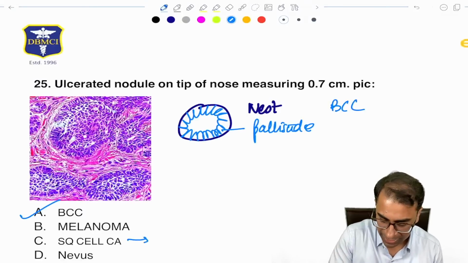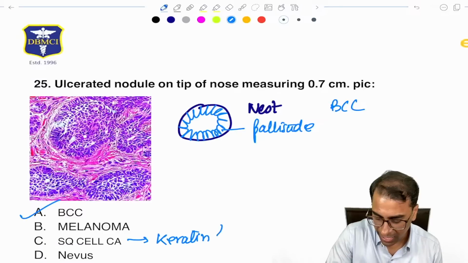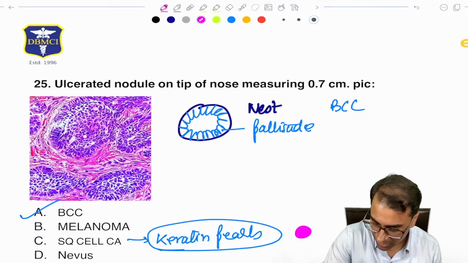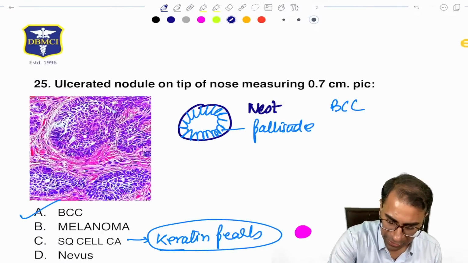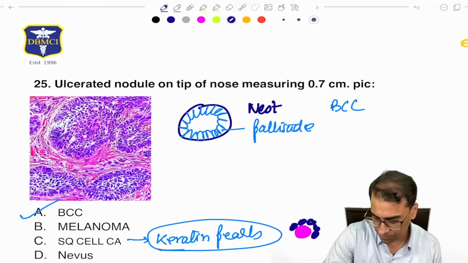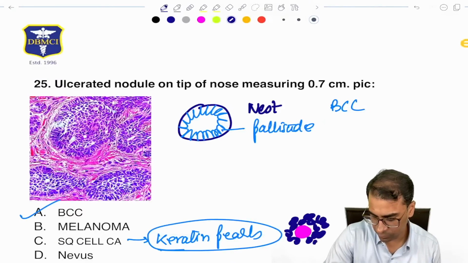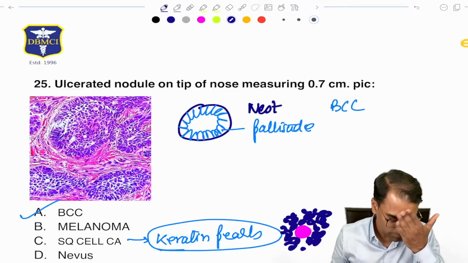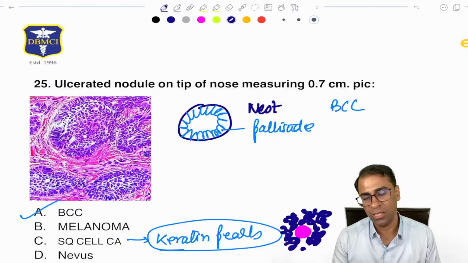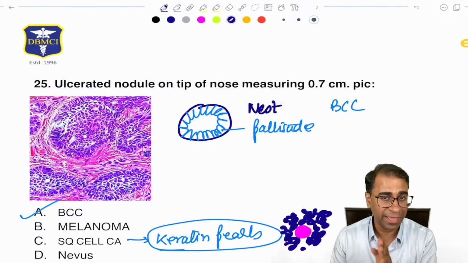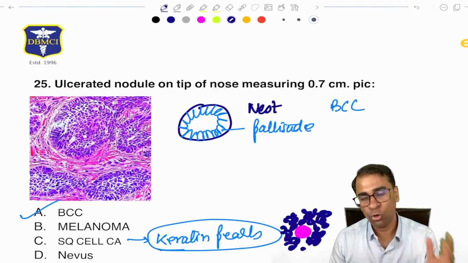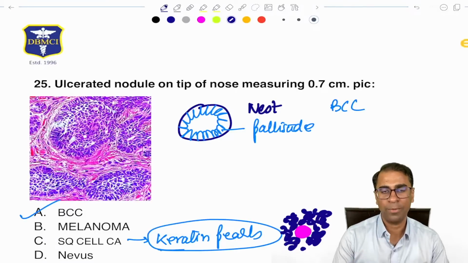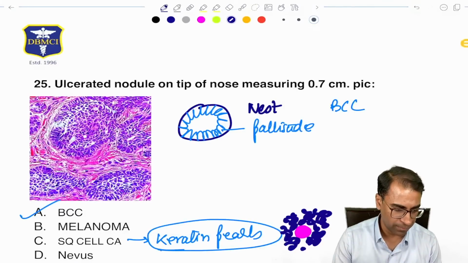If it is a case of squamous cell cancer, it will show keratin pearls. And keratin pearls are what? A pink center, and around them you'll see dark hyperchromatic pleomorphic blue cells. This is what you see in squamous cell carcinoma. Palisading is a feature of basal cell carcinoma. It's the most common tumor occurring in sun-exposed areas. Melanoma is also seen with sun exposure, but remember it is the second most common. The most common tumor, if asked, has to be basal cell carcinoma.